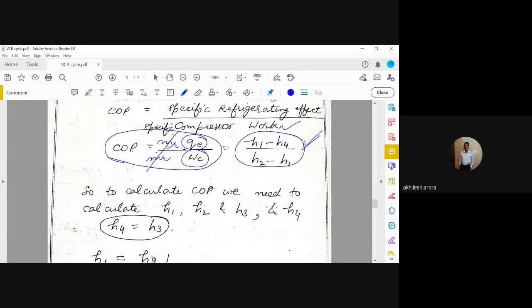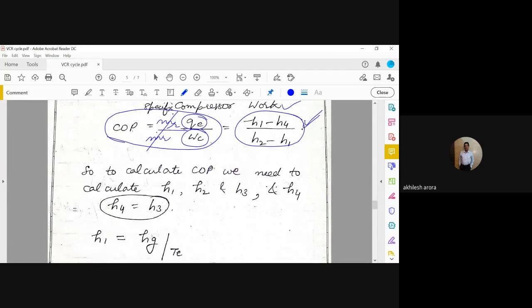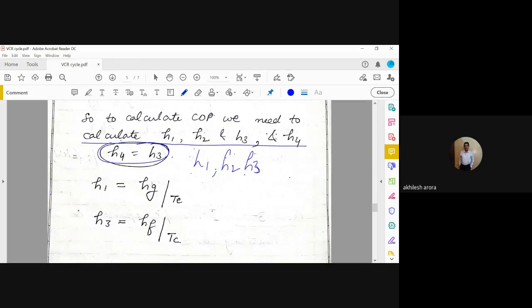So to calculate COP, we need to calculate H1, H2, H3 and H4. And you already know that H3 is equal to H4. So effectively, we need to calculate only three values. These are H1, H2 and H3. And H4 is already equal to H3, so we don't need to calculate H4 actually. Now let us think about how we have to calculate the value of H1.